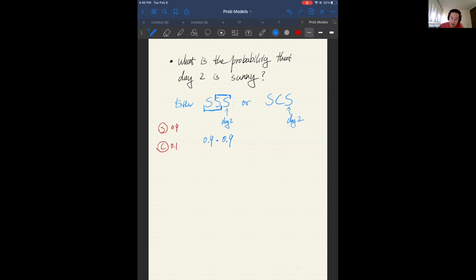And on the other hand, for this one, the S and C would represent that we flip a red coin. This is going to be our first flip, and it landed on the side with the letter C, right? So this means we go from sunny to cloudy. So this happens with probability 0.1.